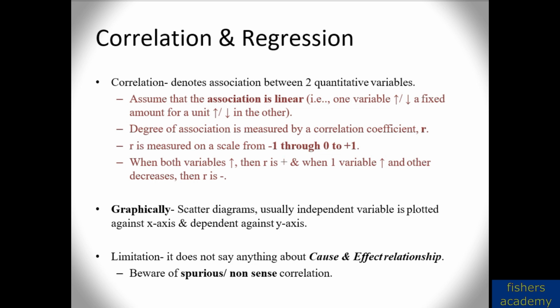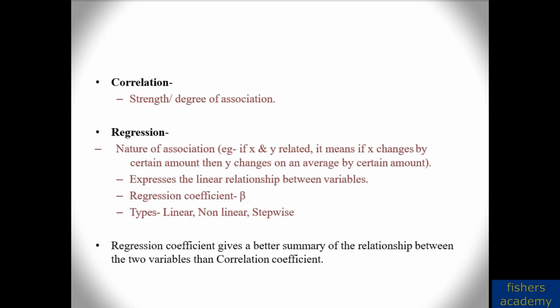Graphically, we use scatter diagrams, where usually the independent variable is plotted against the x-axis and the dependent variable against the y-axis. Limitation: it does not say anything about a cause and effect relationship. Beware of spurious and nonsense correlation. Correlation is the strength or degree of association.